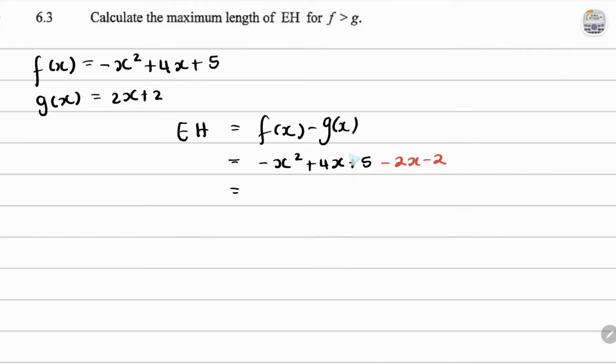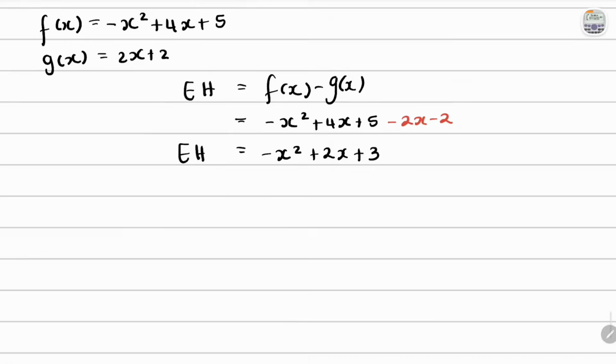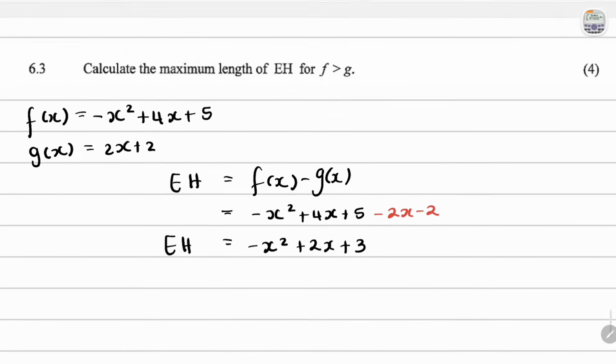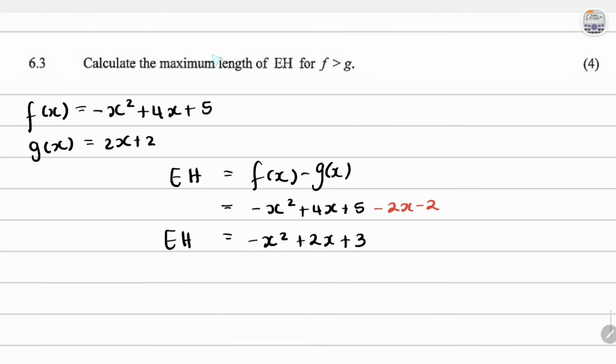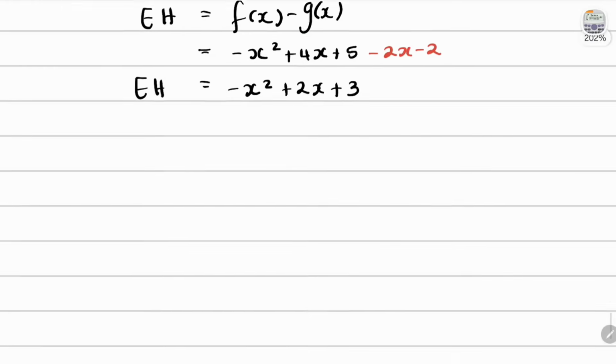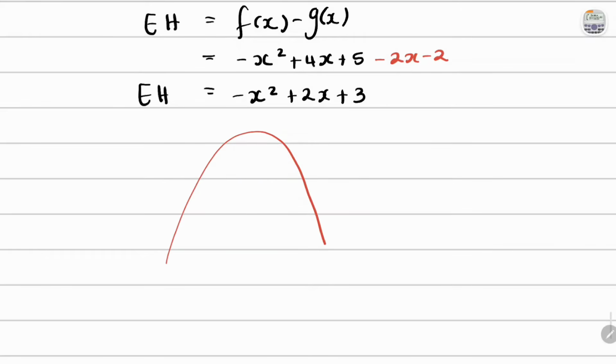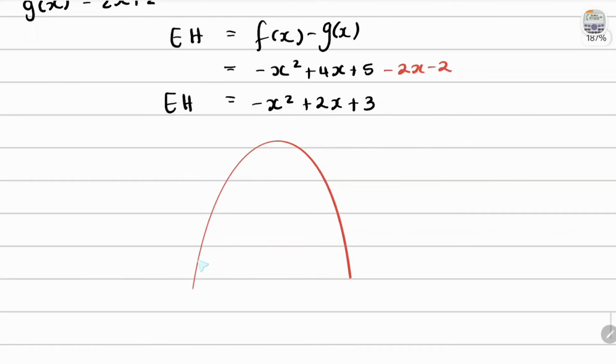So this is equal to, and now just put your like terms together. So those two give you positive 2x, and 5 minus 2 is positive 3. Okay, so this is the length of EH. It's not the maximum yet, it's just the length. So now to find the maximum, do you see that the length of EH is in the form of a parabola, a concave down parabola specifically? It's going to tell you the length of EH at different x values. But we're looking for the highest, the maximum, which happens right here.